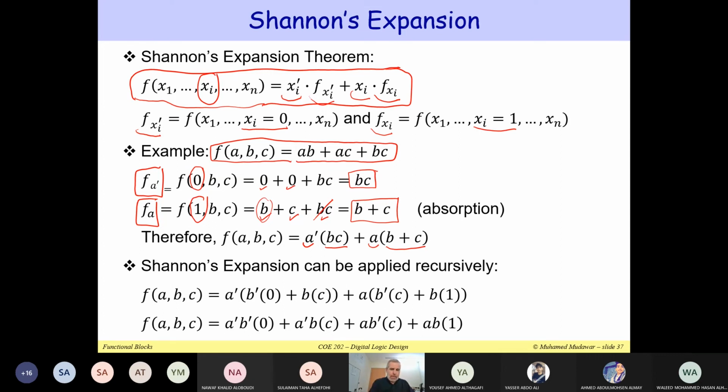Now, if I would like to implement this using a 2x1 multiplexer, I can do so. So let me draw here a 2x1 multiplexer. I can use a here as my select input.